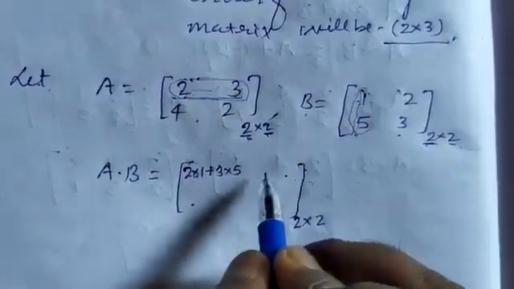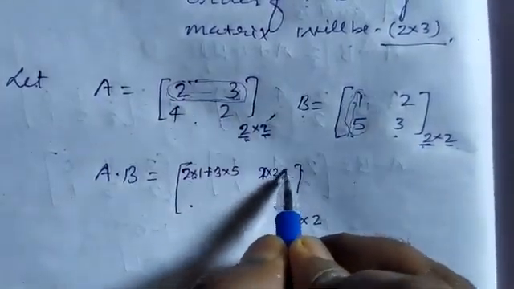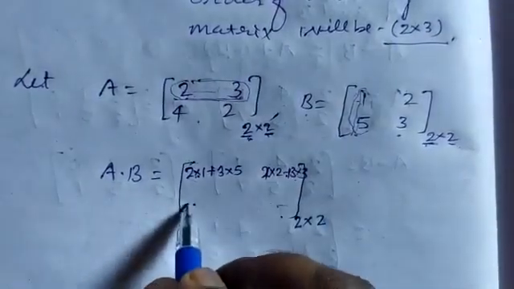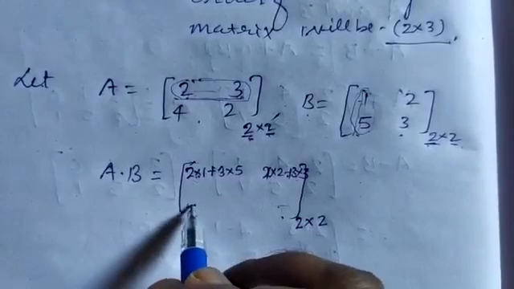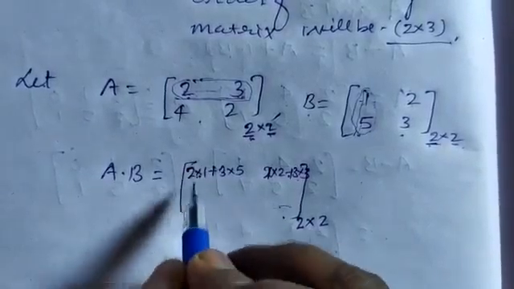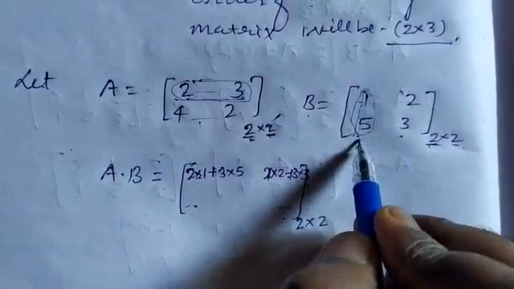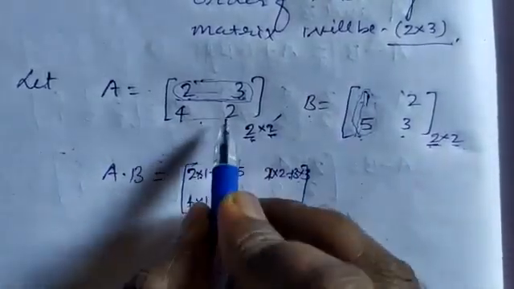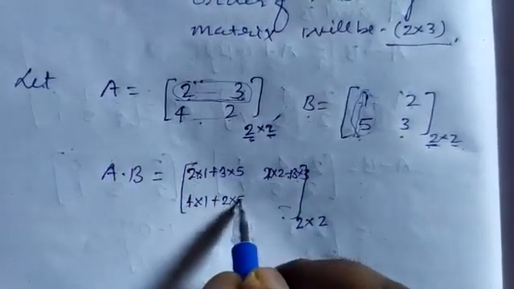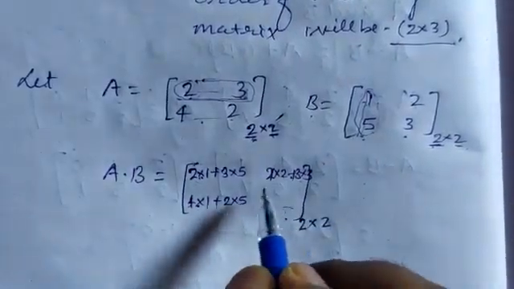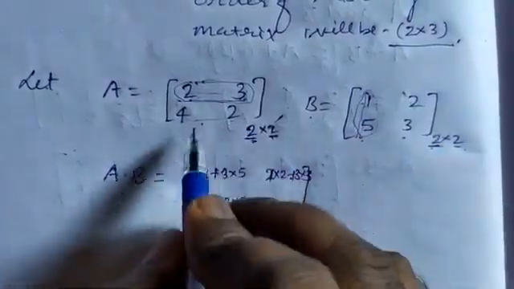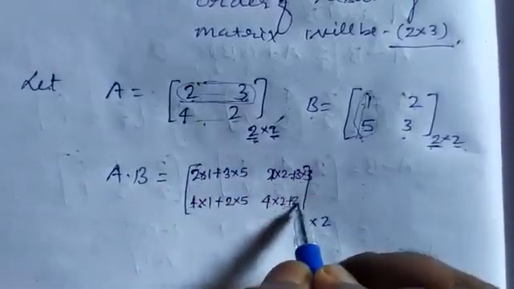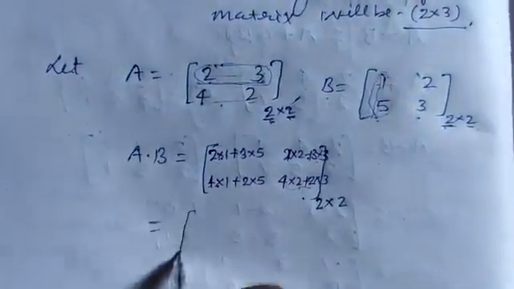2 into 2 will be 2 into 2 plus 3 into 3, and here to write this element of second row and first column, we have to multiply second row with the first column. 4 into 1 plus 2 into 5. To write this element, we have to multiply the second row and second column. 4 into 2 plus 2 into 3. Write it.